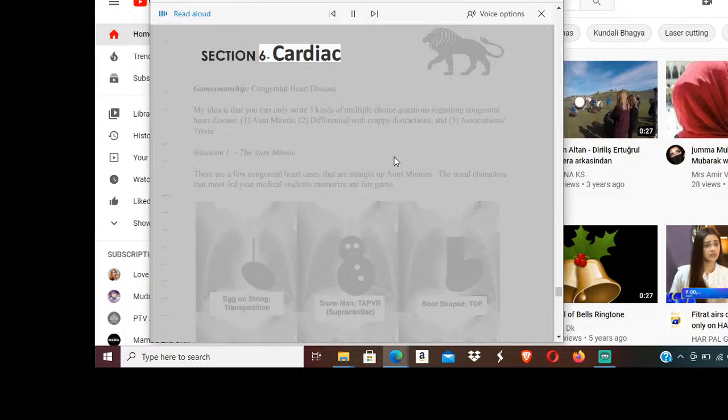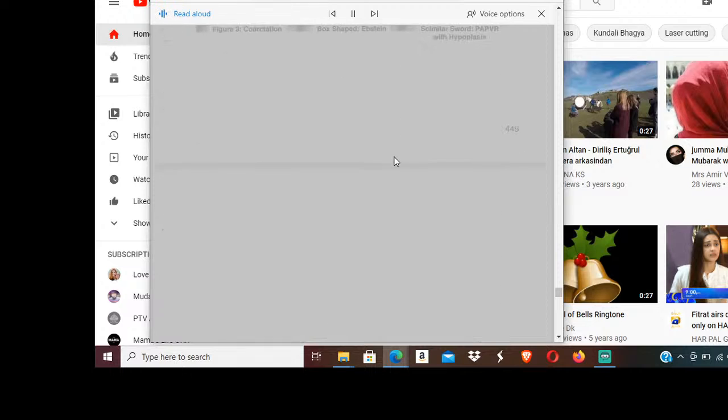Section 6, Cardiac. Gamesmanship, congenital heart disease. My idea is that you can only write 3 kinds of multiple choice questions regarding congenital heart disease. 1. Ant Mini. 2. Differential with crappy distractors. And 3. Association/trivia. Situation 1, the Ant Mini. There are a few congenital heart cases that are straight up Ant Minis. The usual characters that most third-year medical students memorize are fair game. Scimitar sword, TAPVR with hypoplasia.